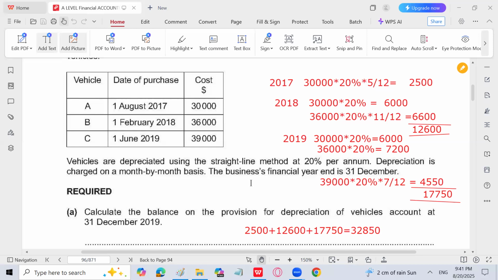I know it is not that easy, but we have to do that accordingly. The problem is this, that the examiner didn't ask us to find the depreciation for 2019. He wanted us to calculate the balance carried down on the provision for depreciation of vehicles, which includes all the depreciation of 2017, 18 and 19. So I have calculated that.